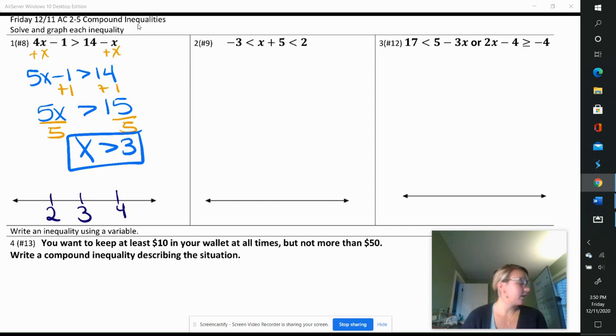So to graph that, I would have an open circle at 3, and I would shade to the right to represent all values that are greater than 3. It's open because 3 is not included in that solution set.